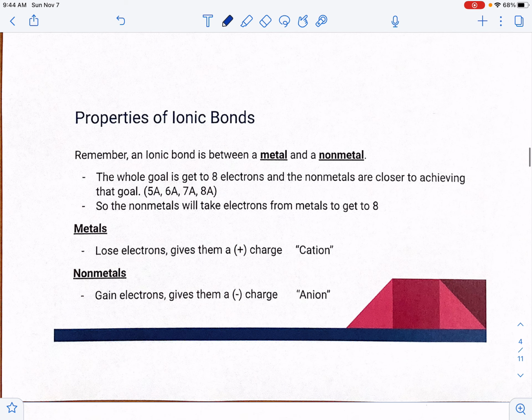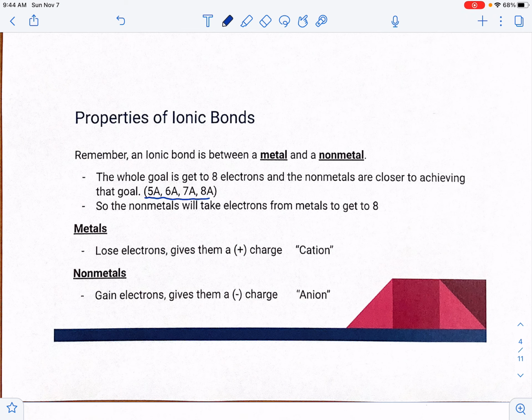Okay, so going back to the property of ionic bond, it is a metal and a non-metal. The whole goal is to get 8 electrons, and the non-metals are closer to achieving that goal. Okay, so remember, your right side, they're a little bit closer to reaching that 8 electrons versus your far left side, like 1A and 2A, they have a long way to go to do that. So we're going to talk about why these bonds are made, to basically help each other out.